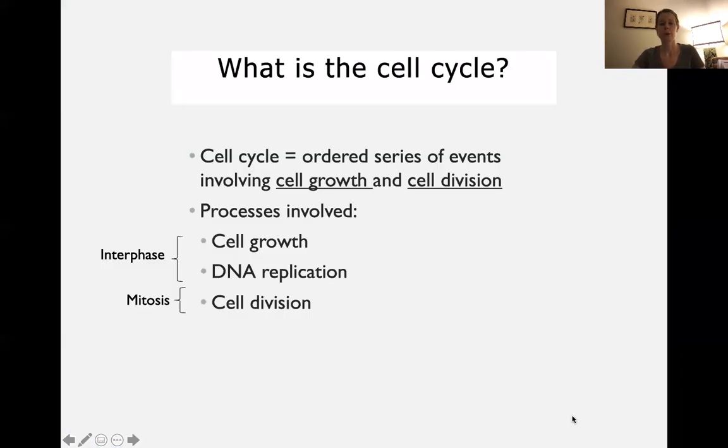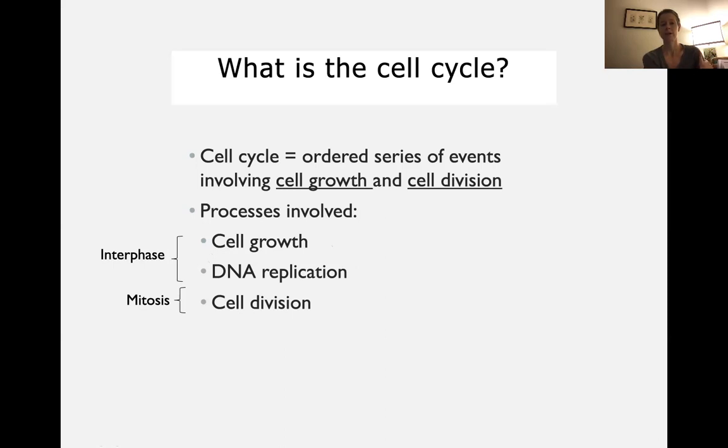Okay, so what are we talking about when we talk about the cell cycle? It's basically just, as I've said here, a series of events. It involves the growth of a cell and a cell dividing to make a new cell. So cell division and cell growth are the two main processes involved in the cell cycle. During the cell growth process, there's a really important part, DNA replication. So in order to have a new cell, when the cell divides, both of those cells are going to need DNA. So the DNA has to be copied, basically, in order to go into the new cell that's being made.